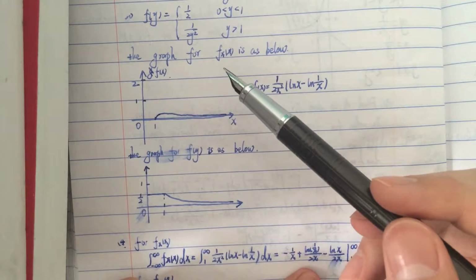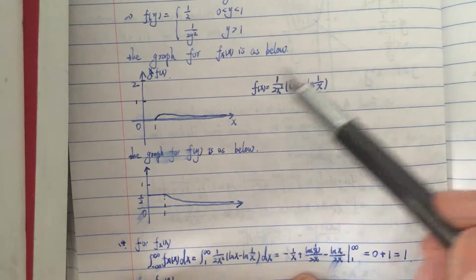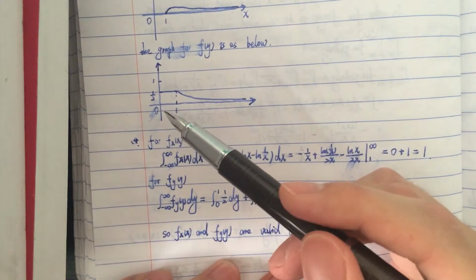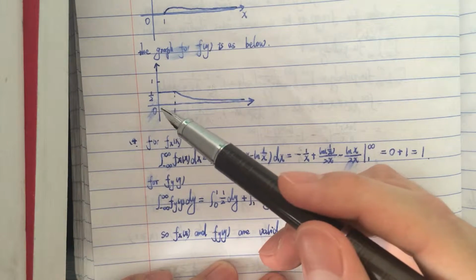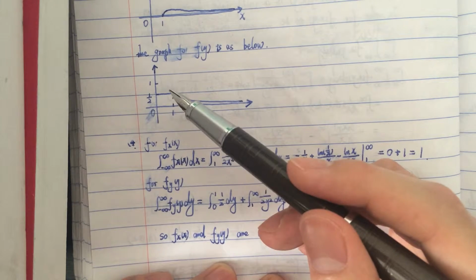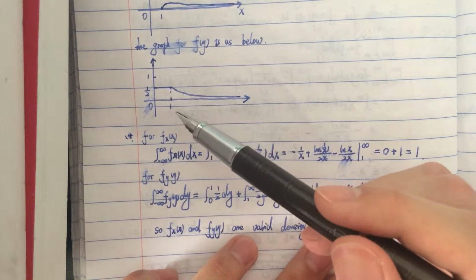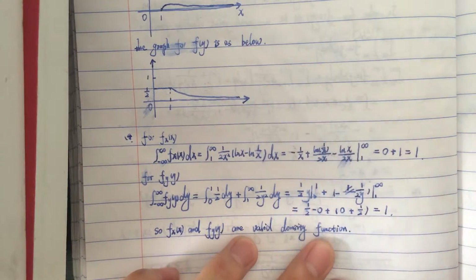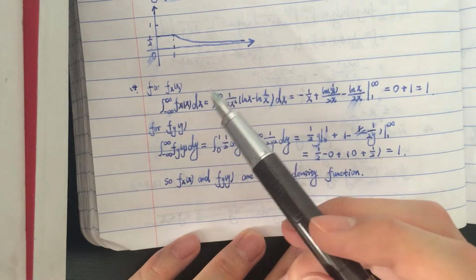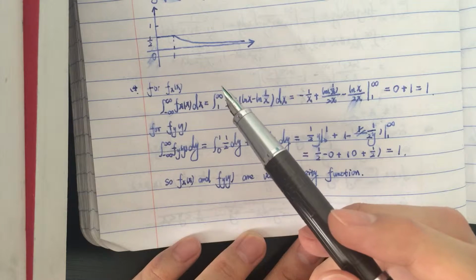So the graph for fX is like this. This is the function for fX, and the graph for fY is like this. When y is from 0 to 1, fY is equal to 1 over 2, and when y is larger than 1, the curve is like this. So the last question wants us to verify fX and fY are valid density functions.